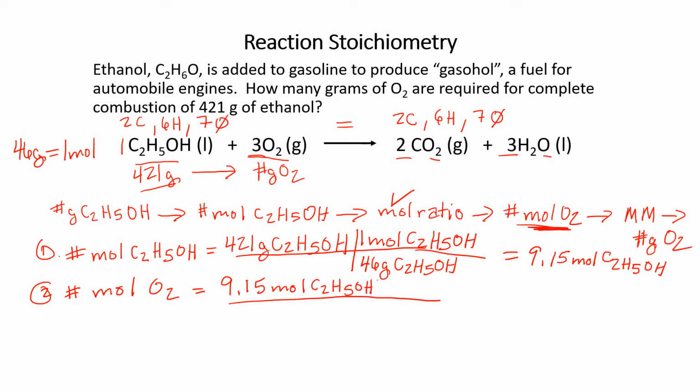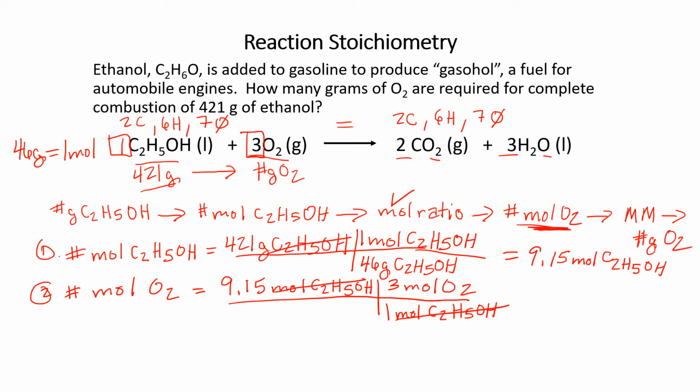And I'm going to use the mole ratio here, this 1 to 3 mole ratio, as a conversion factor. So 3 moles of diatomic oxygen will go up top. I get this 3 from the coefficient here, okay? It's a 1 to 3 mole ratio between ethanol and diatomic oxygen. So I want to get rid of moles of ethanol, so I'll put 1 mole of ethanol at the bottom so that moles of ethanol cancel.